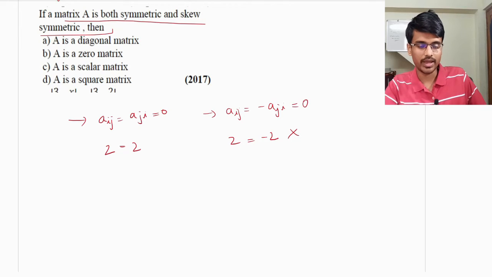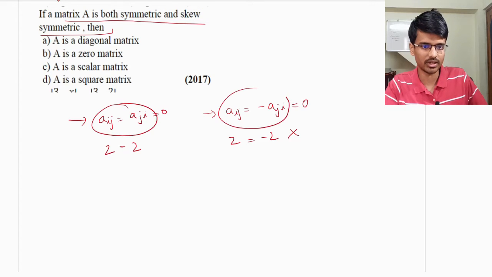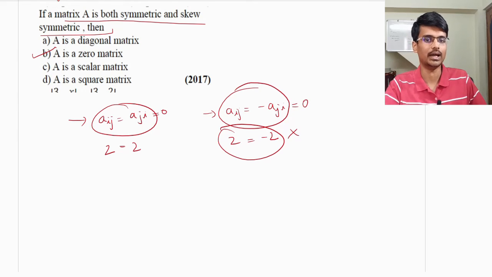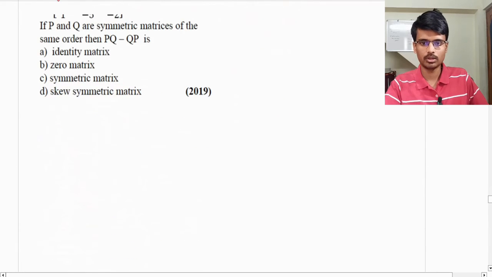Okay, so every term needs to be 0. If I keep any other number, these two conditions will not satisfy at the same time. If I keep 2, it will be 2 equal to minus 2. That is wrong. Only 0 will satisfy here. So the correct answer is A is a 0 matrix. Simple question, 10 seconds hardly. Okay, just tick and move to the next question. So whenever this question is asked, a matrix A is both symmetric and skew symmetric, then it is going to be a 0 matrix. Okay, remember this. Moving on.